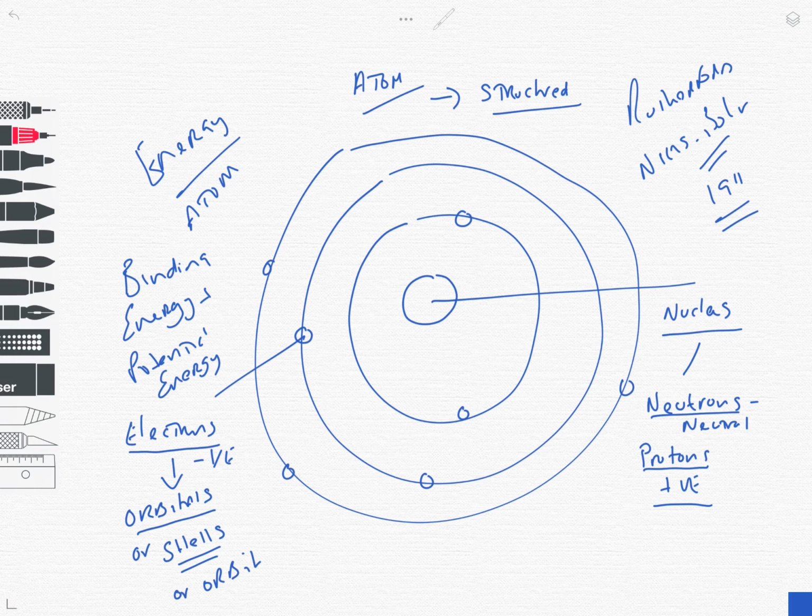What we'll have a look at next is the concept of energy and the relationship between these negative electrons and the positive nucleus in terms of binding energy, and the relationship of where those electrons are in relationship to the nucleus, which is their potential energy.